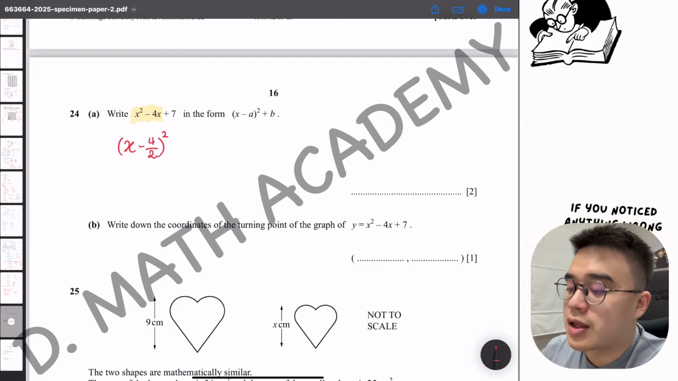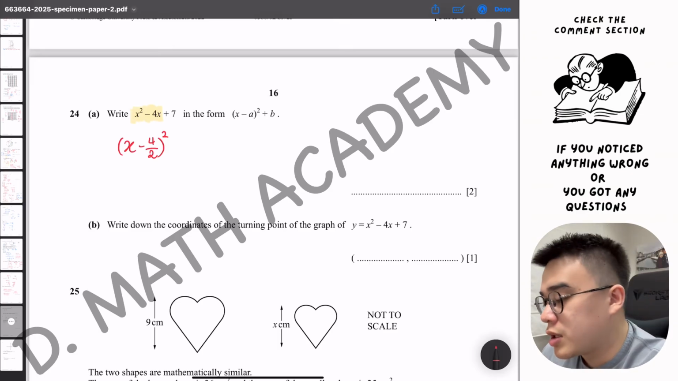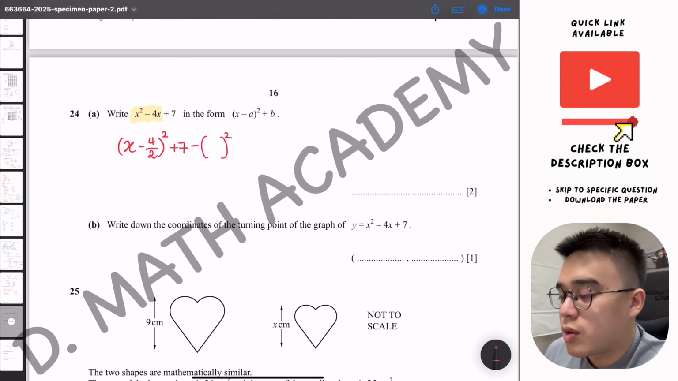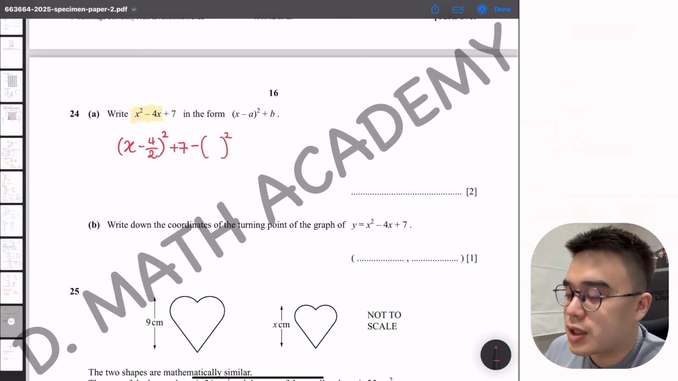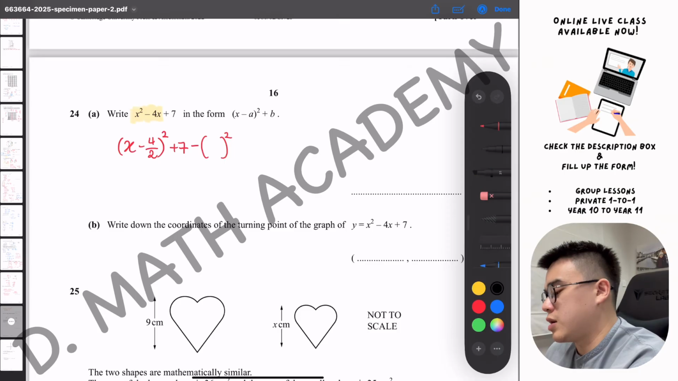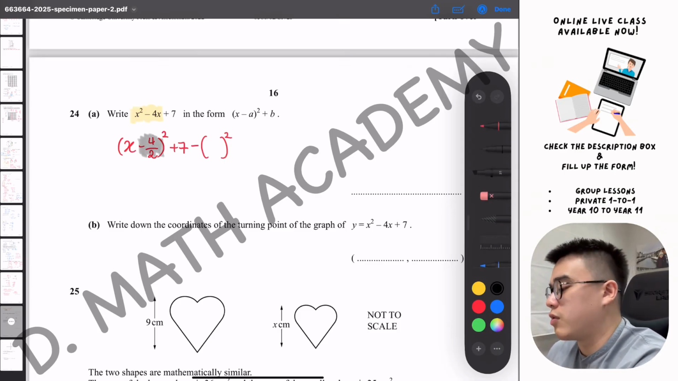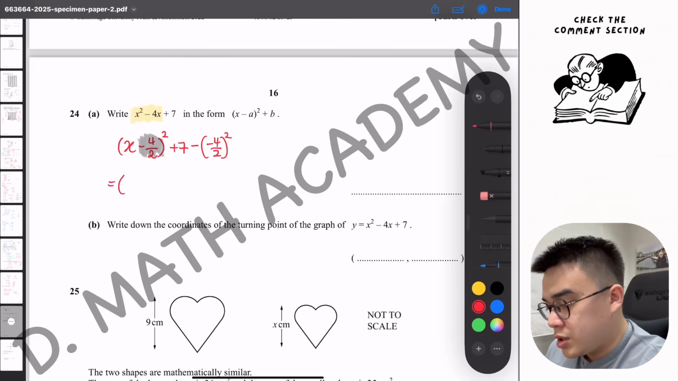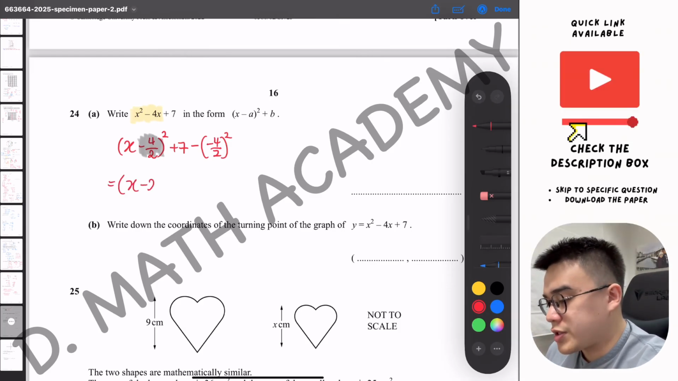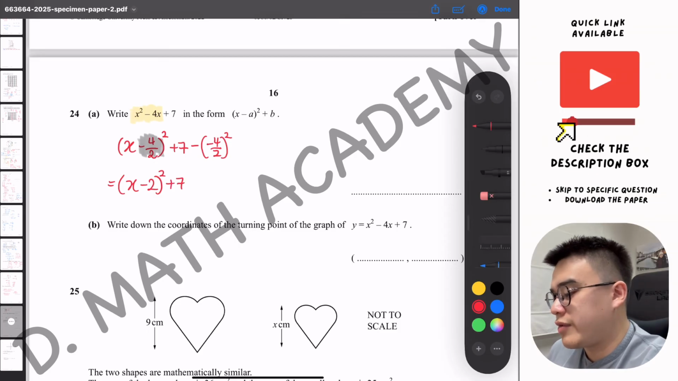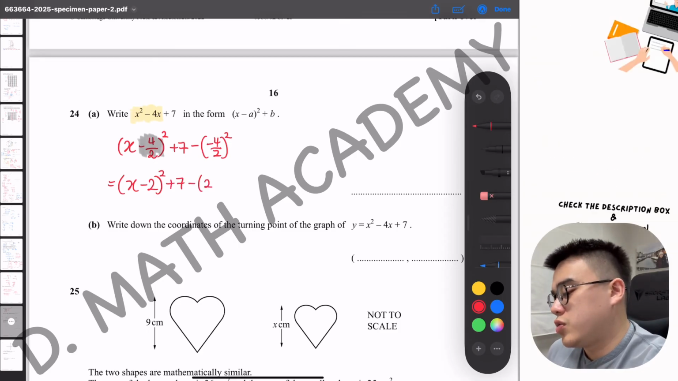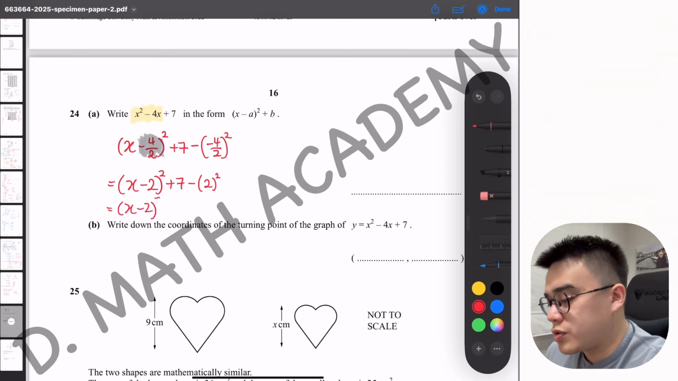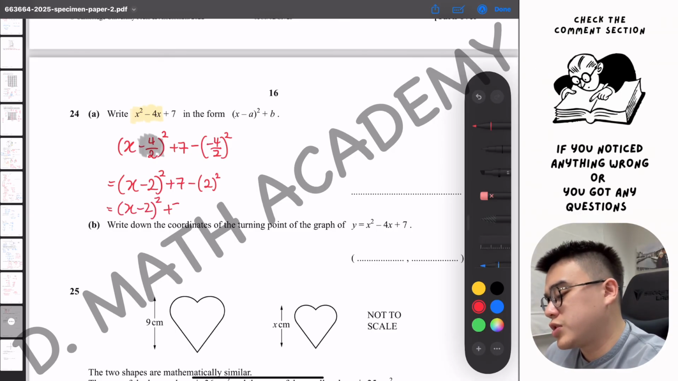Remember, you're only taking the coefficient of it. The plus 7 remains unchanged, and you have to minus one more thing, which is the new number that we created here, referring to this negative 4 over 2. So you will get x minus 2 square plus 7 minus 2 square. So your answer is x minus 2 square plus 3.